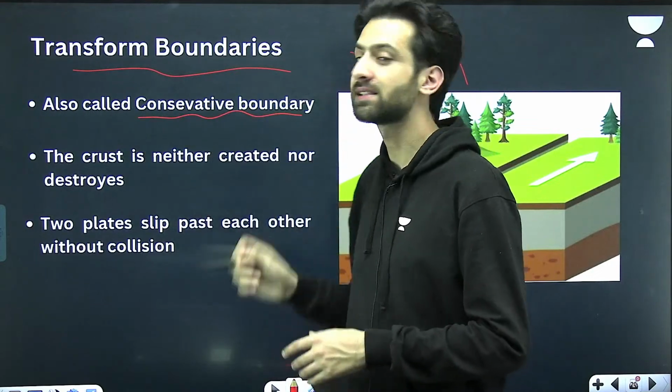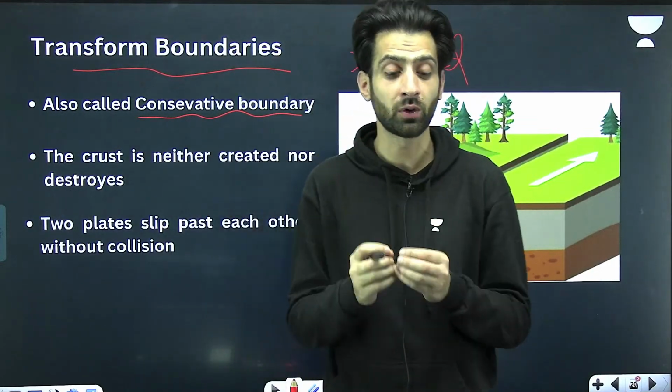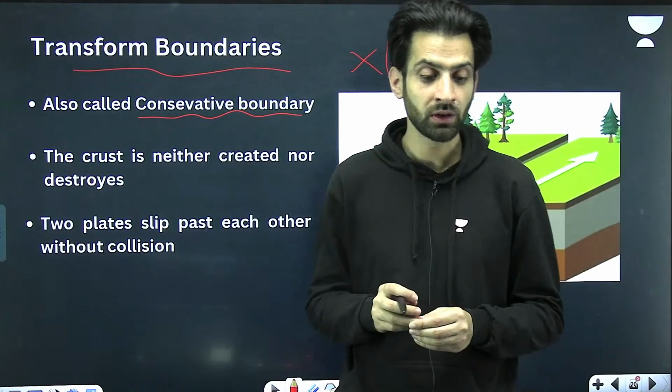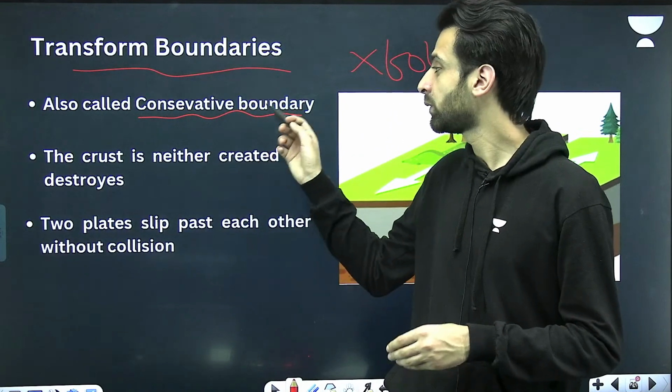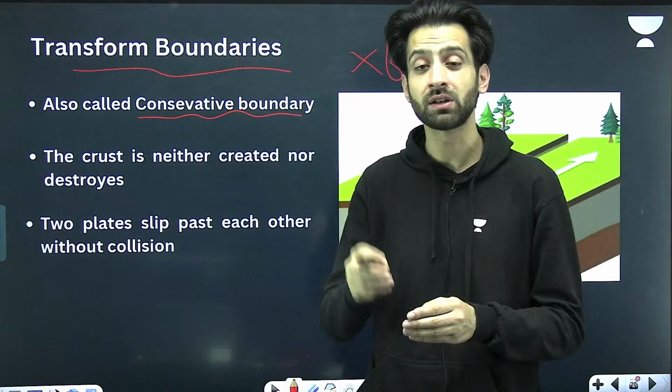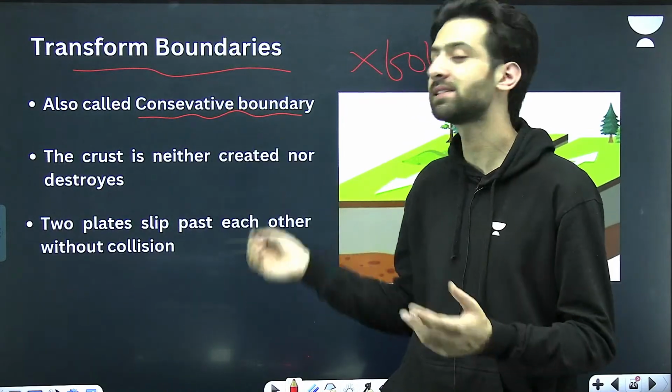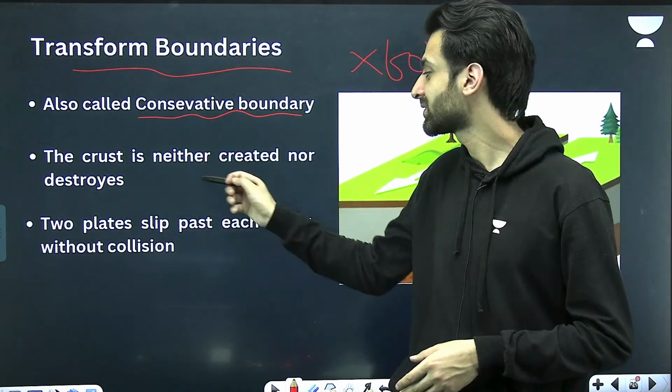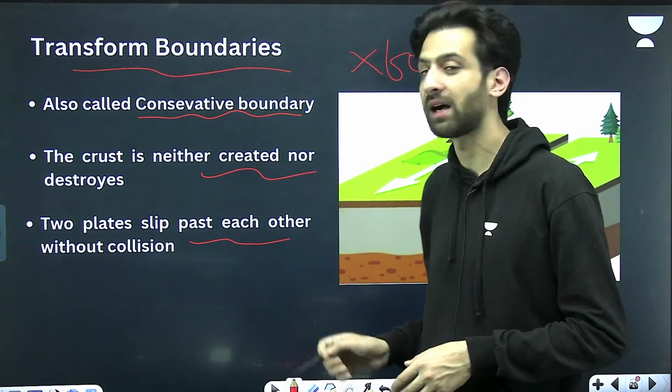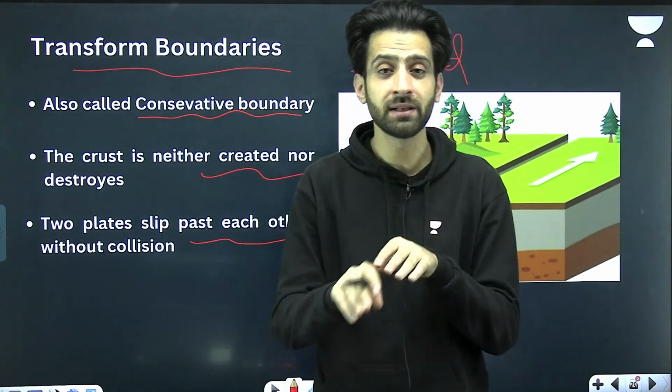Why is it called the conservative plate boundary? Because neither is there a formation of crust. Thank you, Malhar. There is neither formation of the crust, nor subduction, nor destruction. So it's called a conservative plate boundary. The crust is neither created nor destroyed. The plates will slip past each other. This is very simple. The plates will slip past each other.